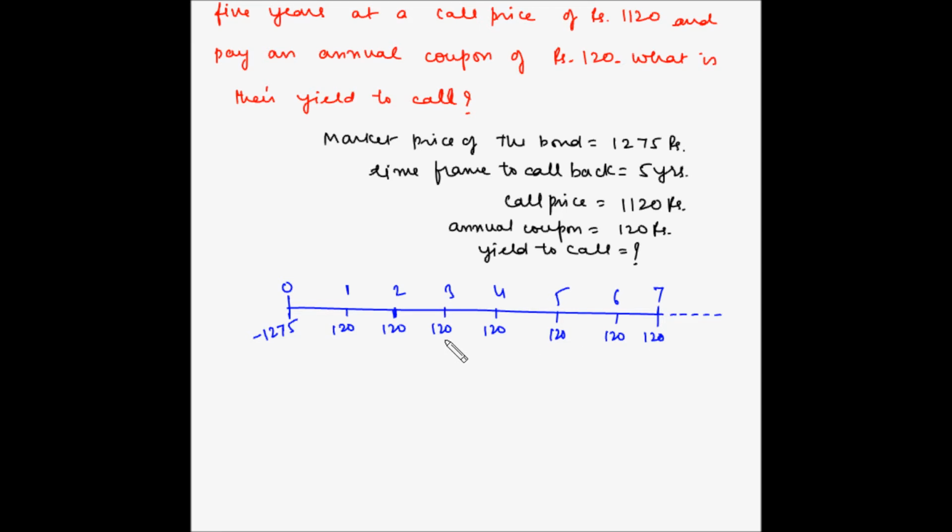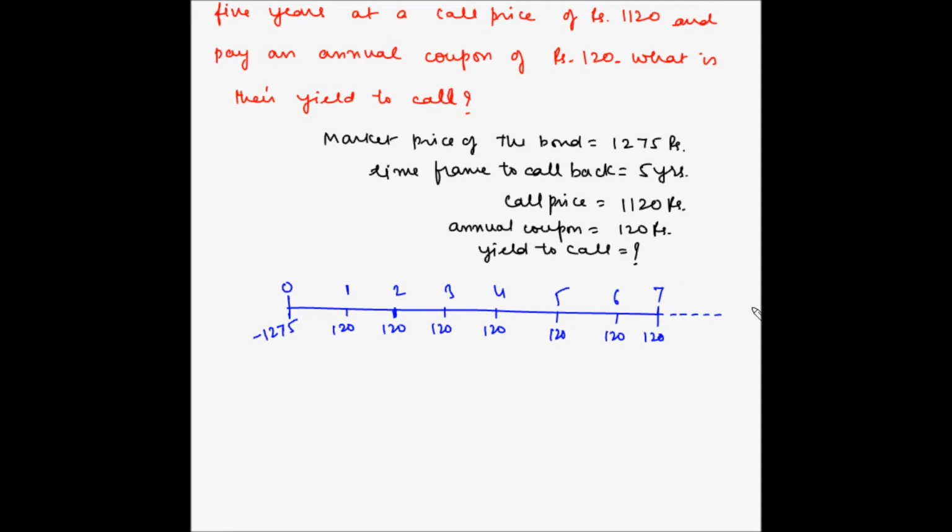So this is the timeline that I've drawn for this bond. Now here we have not been given the maturity time frame for the bond. So we are assuming that the maturity is happening sometime after the 5th year. Now the market price of the bond is 1,275 rupees. I have put a negative sign showing that this is an outflow of cash from our pocket. And every year we are going to receive an interest of 120 rupees, which is shown as a positive sign because this is an inflow into our pocket.